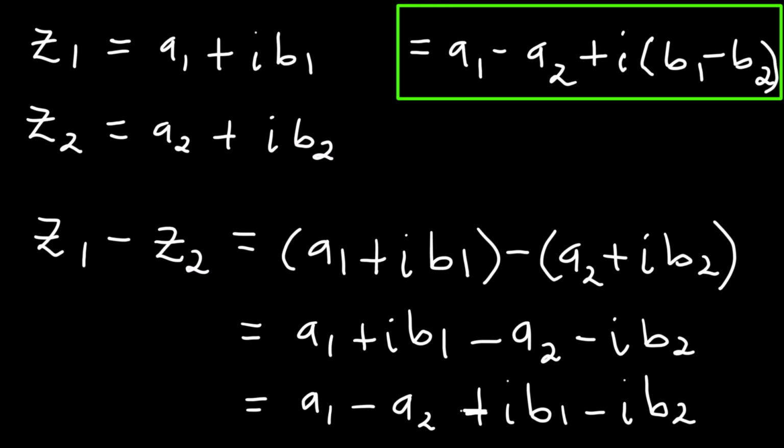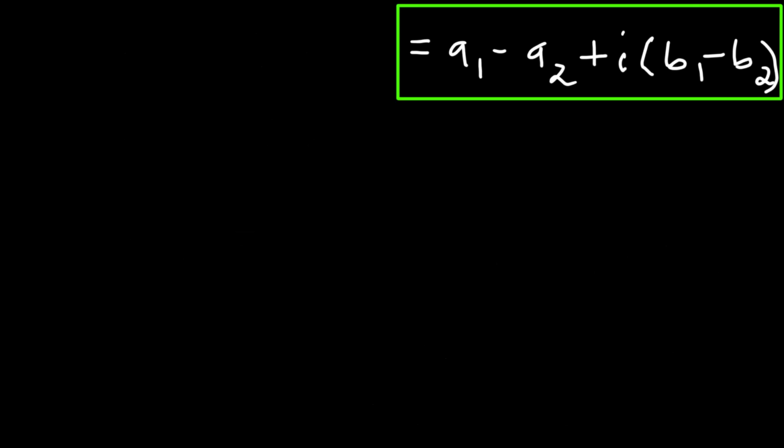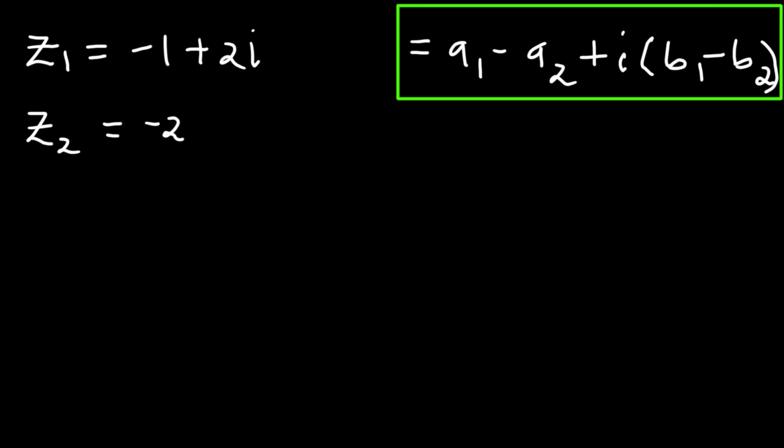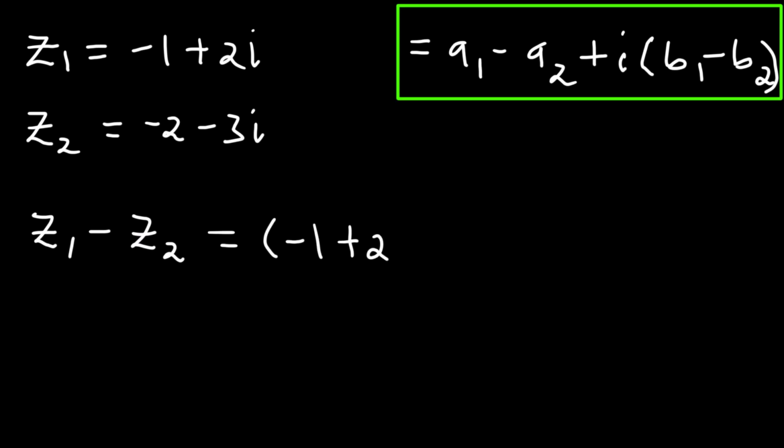So that's the formula for subtracting complex numbers. Let's look at an example. Let's say we have z1 equaling negative 1 plus 2i, and then z2 equaling negative 2 minus 3i. Let's find z1 minus z2. This will be equal to negative 1 plus 2i and then minus negative 2 minus 3i.